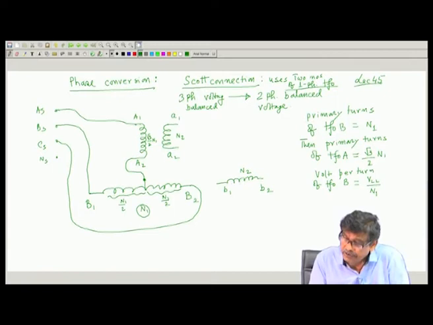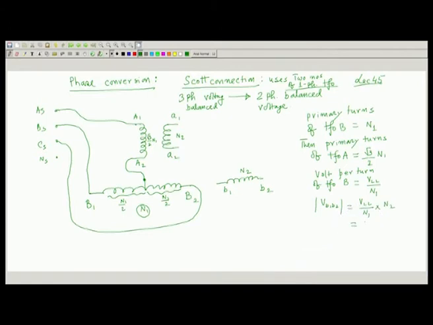Therefore, what will be the induced voltage in the secondary of transformer B? The voltage magnitude V2 will be the volt per turn of transformer A into N2. So, this voltage will be N2 by N1 into VLL. Clear? Okay.